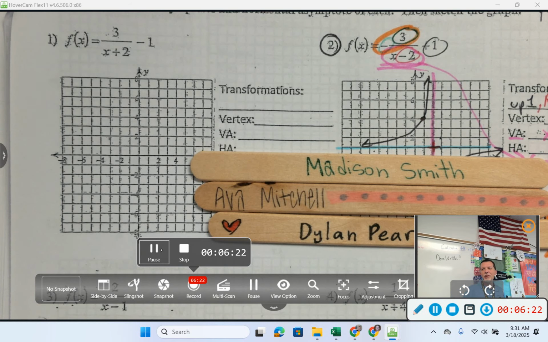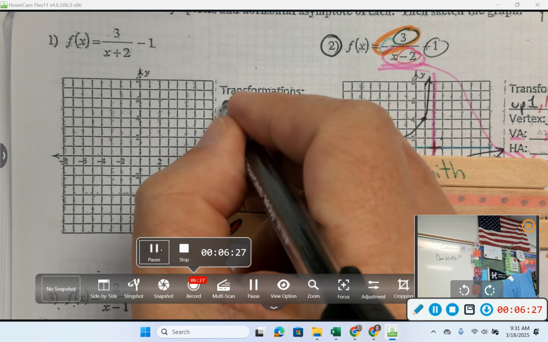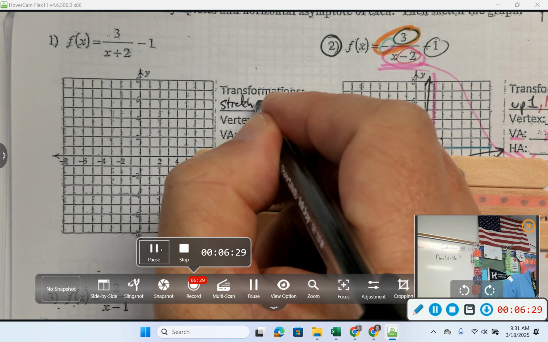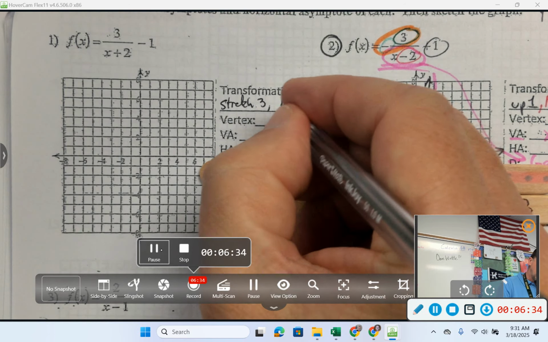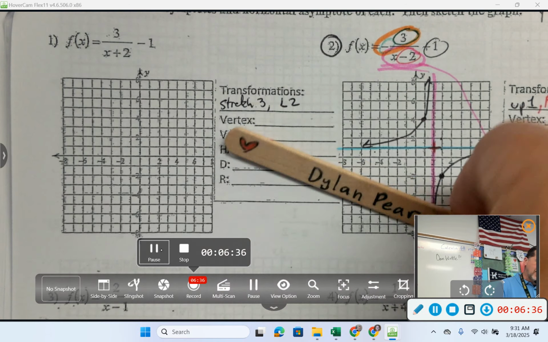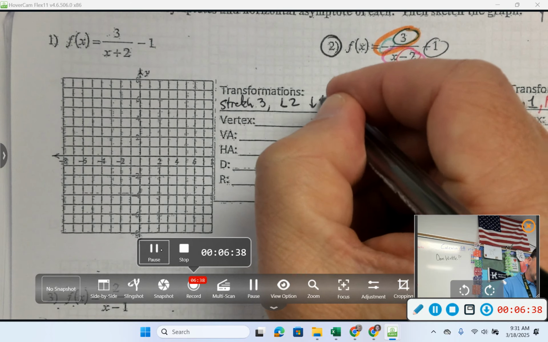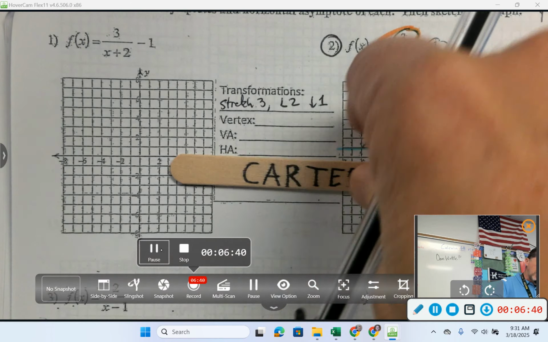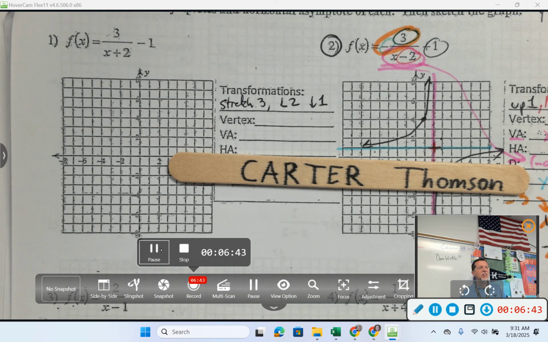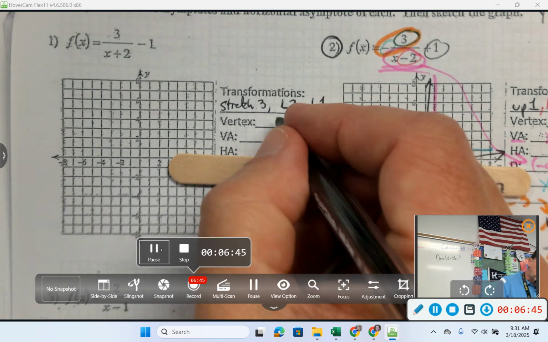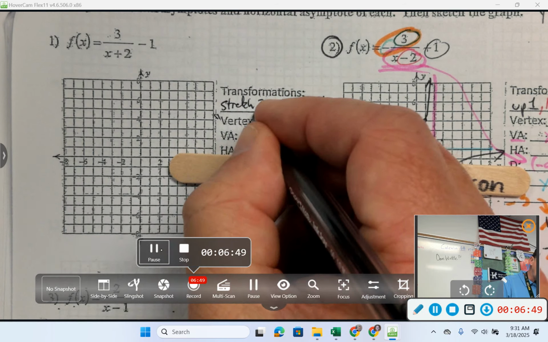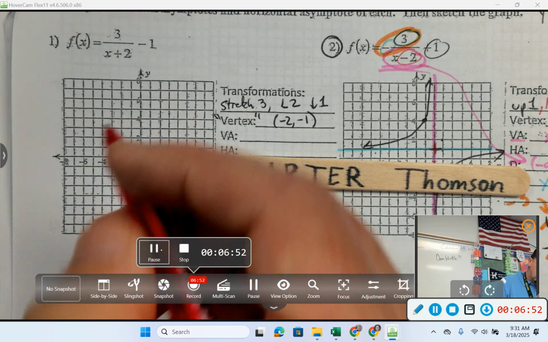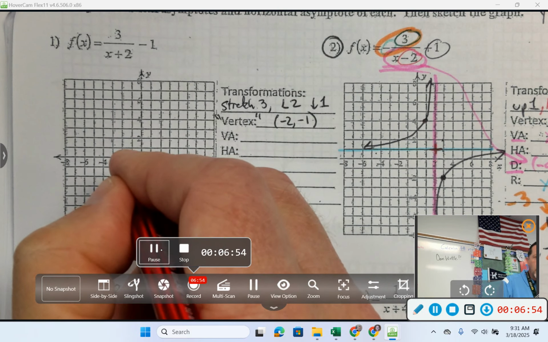I think I see 3 transformations there. Madison, what's one of them? All right, stretch by 3. Ava, what else is going on? Left 2. And Dylan, what's that last thing? Down 1. So the combination of all those things puts my vertex where, Carter? -2, -1. And again, vertex, I don't like that word, but that's what's printed there. So -2, -1.